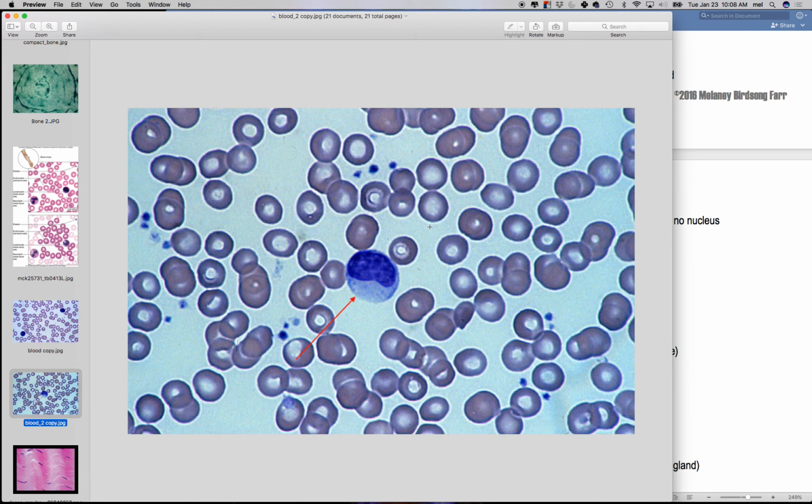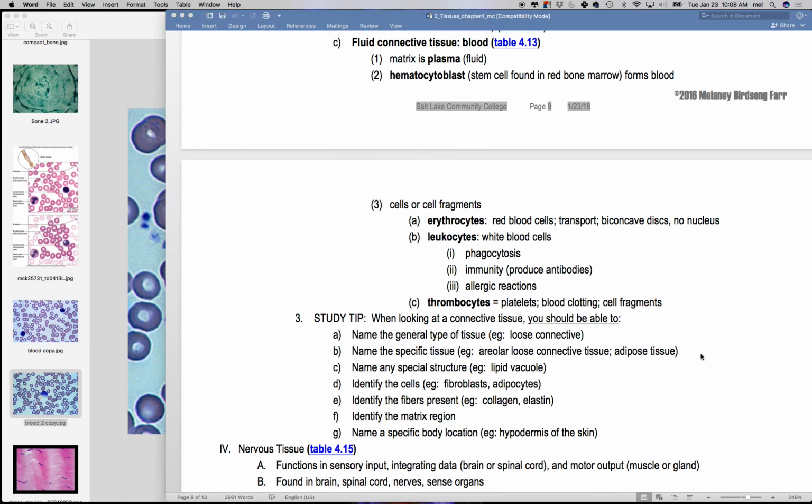So that's why instead of calling all of these collectively blood cells, they call them formed elements. It means solid things that might be cells inside your blood. Good? Okay. So we do blood in more detail in later chapters. Go ahead.